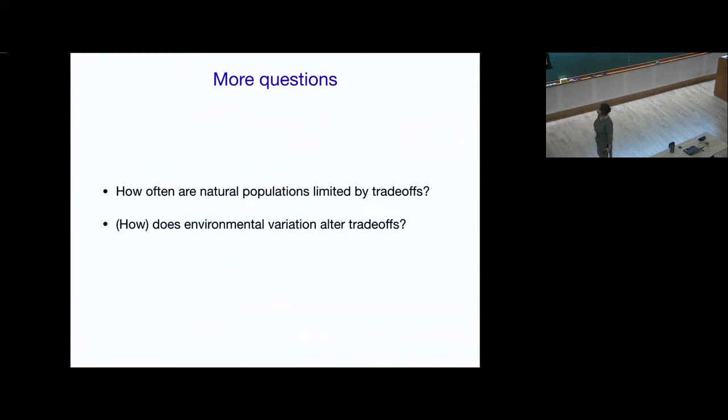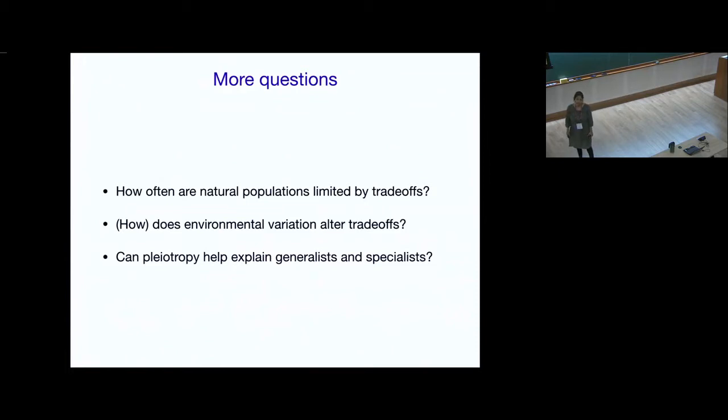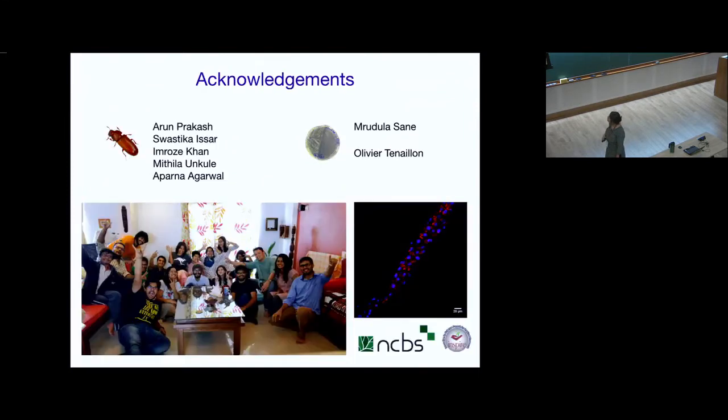We also don't know how environmental variation alters trade-offs. And we don't fully understand whether pleiotropy can help explain the evolution and maintenance of generalists as well as specialists in habitats. So I'd like to end there.